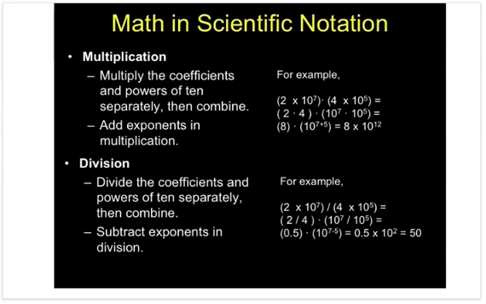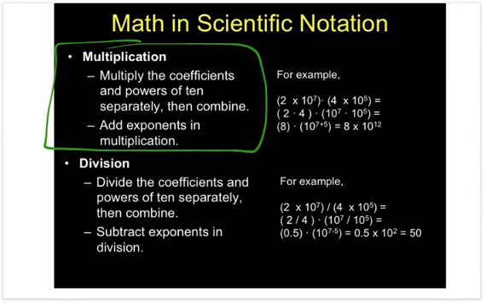Now we want to look at math operations with scientific notation because we can do quick, easy math operations with scientific notation. We can do multiplication and division. So notice what it says for multiplication. If we're going to do multiplication, we're going to take that problem and deal with it separately.